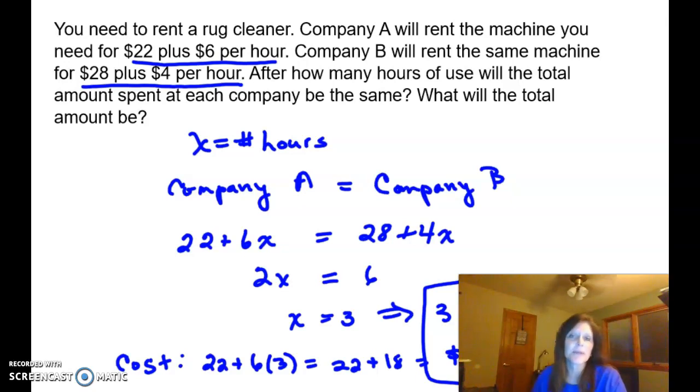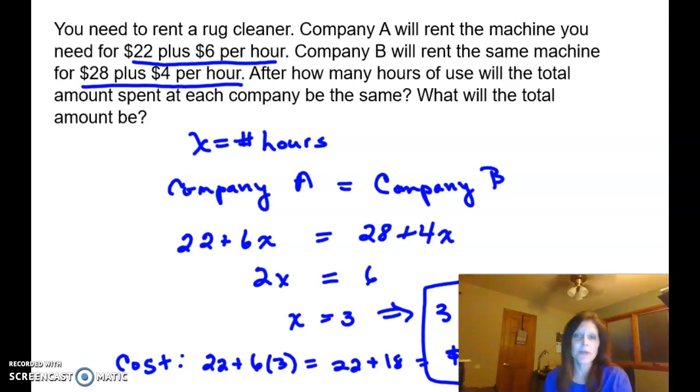Here we have a couple applications of linear equations. This first one, we're doing a comparison. So we have one company that's willing to rent us a carpet cleaning machine for $22 plus an hourly fee of $6 an hour. The other company we contacted says, well, we charge $28, but only $4 an hour.